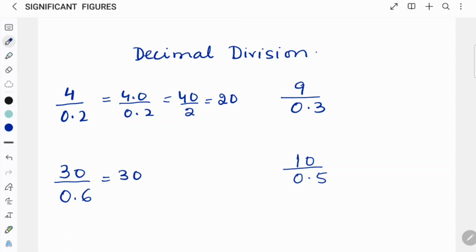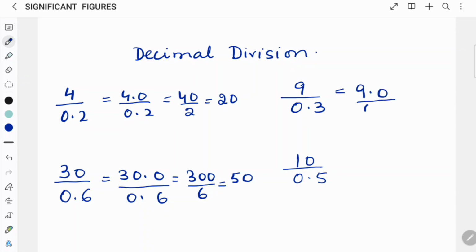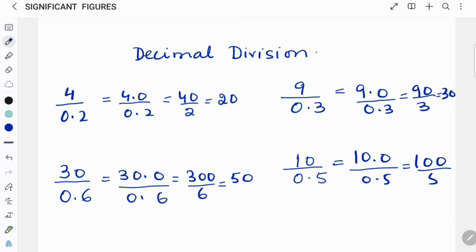Now this is 30.0 divided by 0.6. We have one digit after the decimal place, so it is okay. So 300 divided by 6, 6 5s are 30, so 50 is your answer. 9 divided by 0.3 means 9.0 divided by 0.3, which means 90 divided by 3. 3 3s are 9, the answer is 30. 10 divided by 0.5 means 10.0 divided by 0.5, which is 100 divided by 5. 5 times 2 is 10, so 20 is the answer.